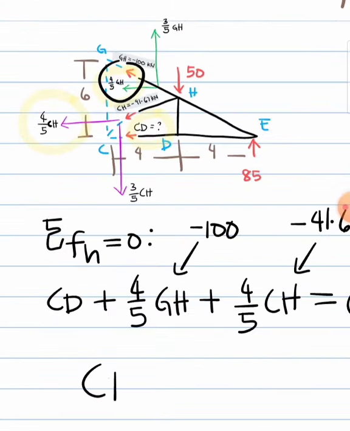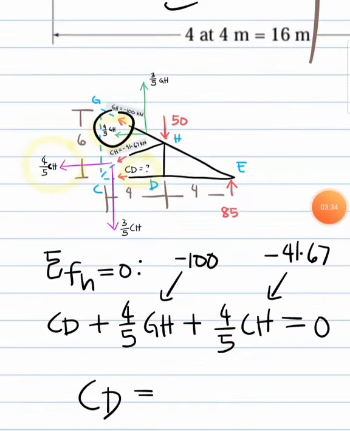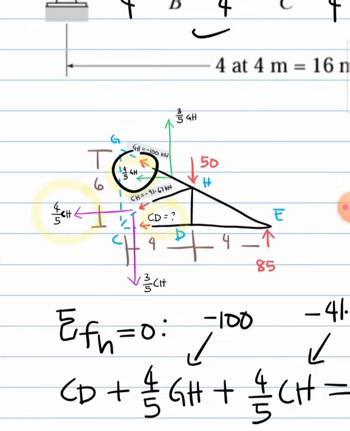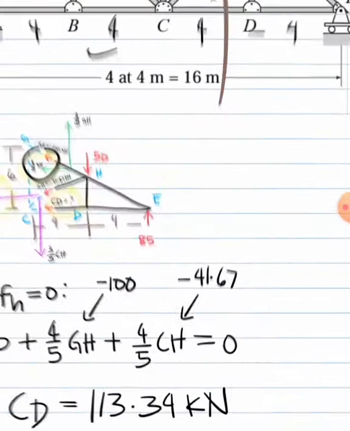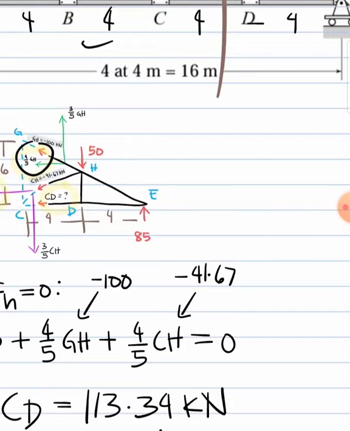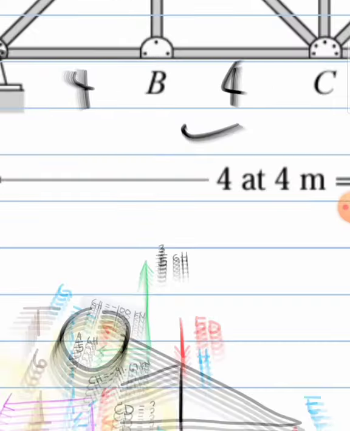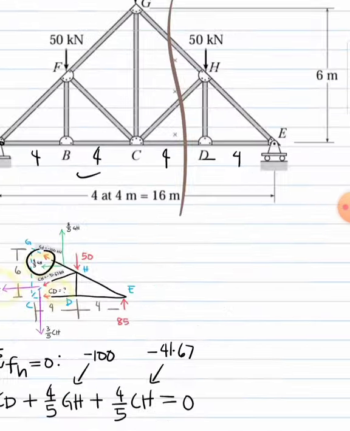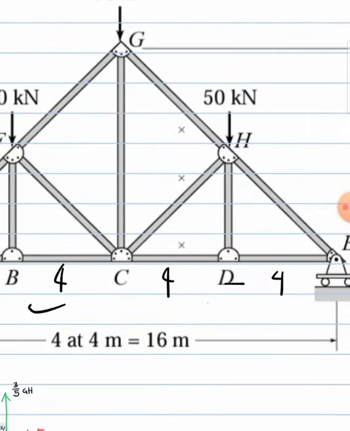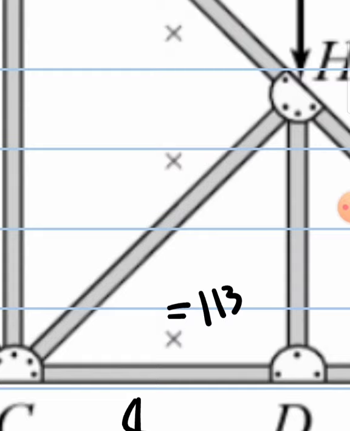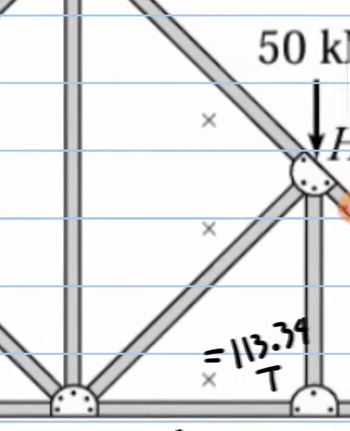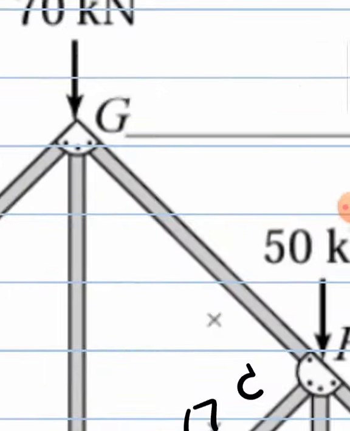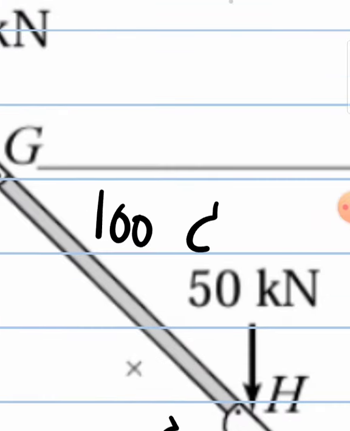Now solving for CD, we've got CD is 113.34 kilonewtons, and our assumption is correct. It is in tension. So GH is 100, CH is 41.67, and CD is 113.34. So this here is 113.34 tension. This here is 41.67 compression, and this here is 100 compression.